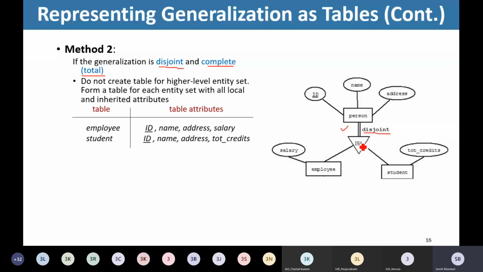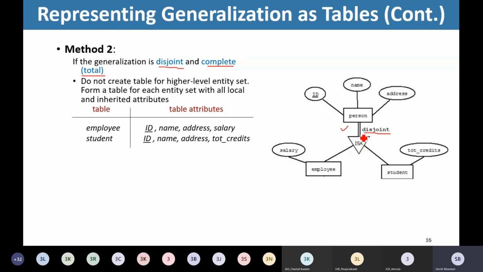And what about completeness or total participation? How to interpret this? Yes, please speak up. How can I interpret this? Total generalization means an entity must belong to one of the lower level entities.